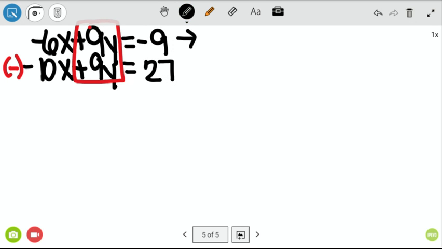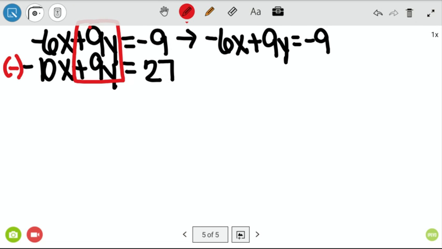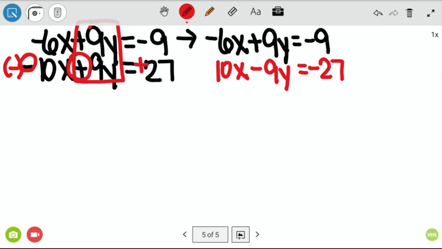So the top equation doesn't change. But on the bottom, if you multiply 2 negatives, it becomes a positive 10x. Subtracting a positive is a negative 9y, and then that gives me a negative 27. So when you're subtracting, you're essentially changing all of these signs to the opposite. And whenever we do that, they eliminate.